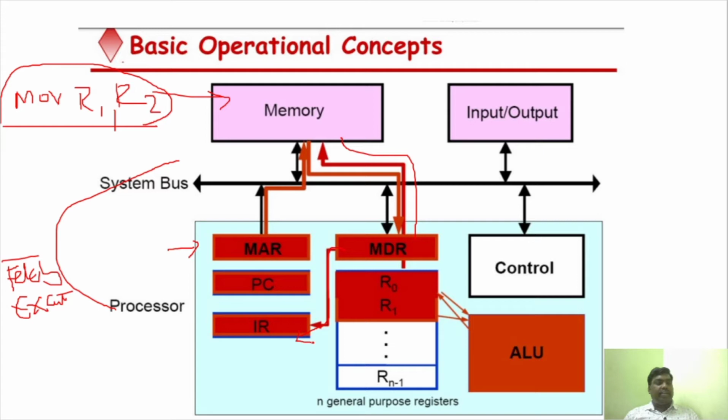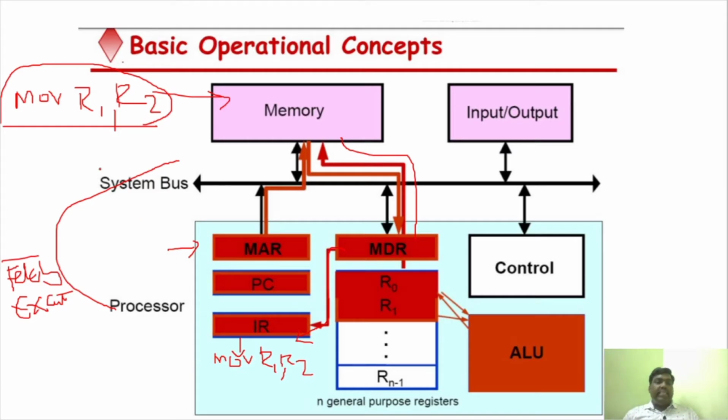IR is the instruction register. Once the instruction reaches the instruction register, only then will the processor start decoding that instruction. Only here it will understand what the information is, whether we have to add or whether we have to move. So understand very clearly where the instruction execution starts. It's not from MAR.